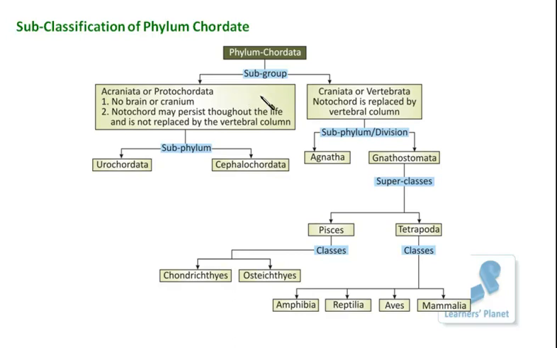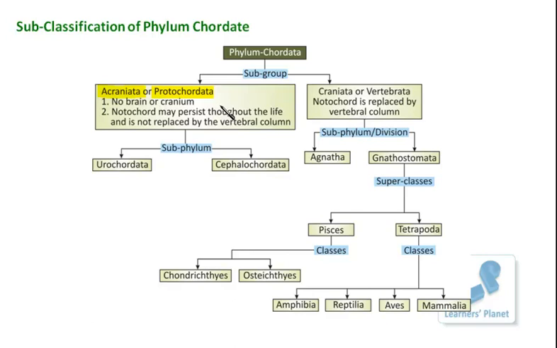So the very first subgroup is known as the acraniata. This acraniata means what? A means absent, craniata is related to the cranium or the skull, right? So in these organisms, the skull or the brain box is absent. Besides this, it is also known as the protochordata. Proto means primitive. Chordata is related to the notochord. So in these organisms, a primitive notochord is present.